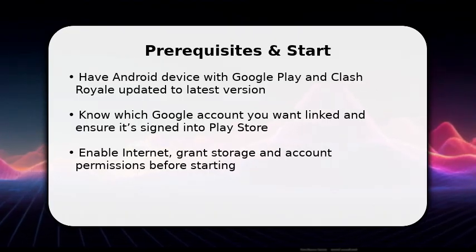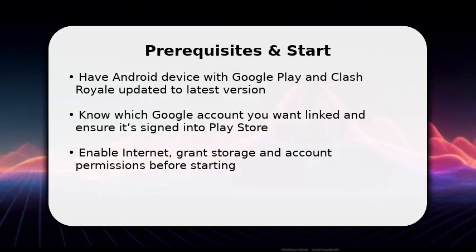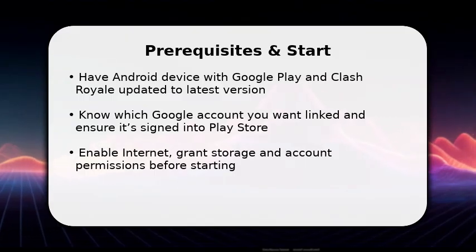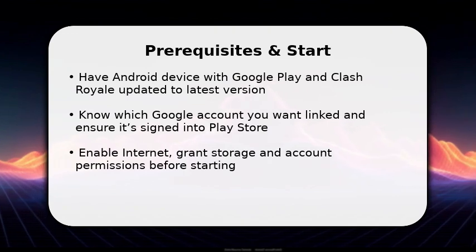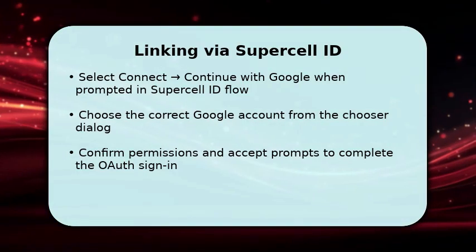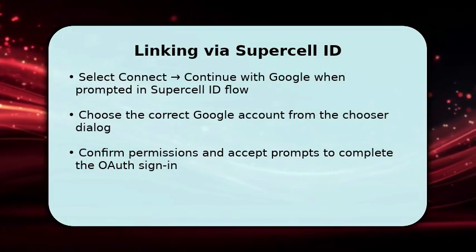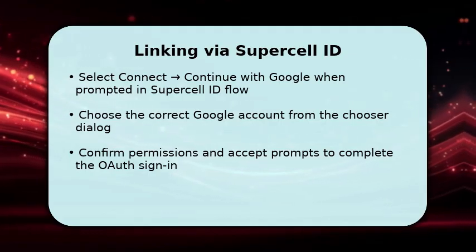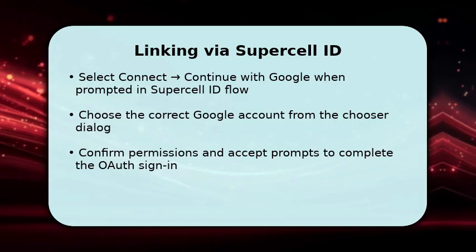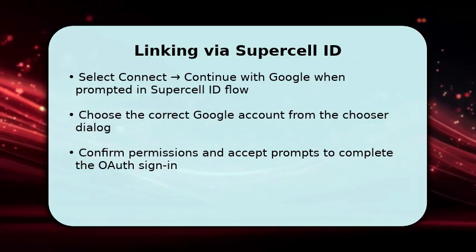You do this now so the game can read your Play account and present the correct sign-in options. Don't skip the permissions check. Once you tap Connect, choose Continue with Google. This starts the OAuth flow. You'll see the Google account chooser. Select the account already signed into Play Store that you intend to link. Make sure you read and accept permission prompts so Supercell can verify ownership.